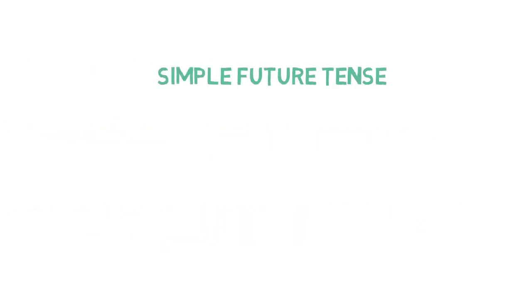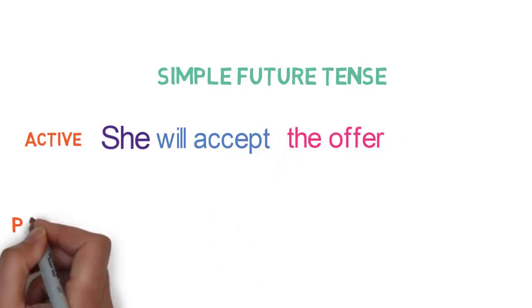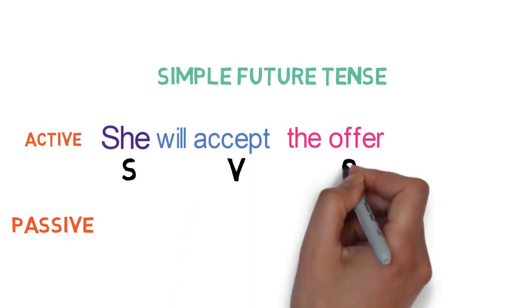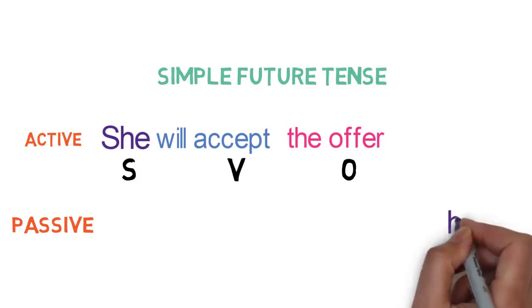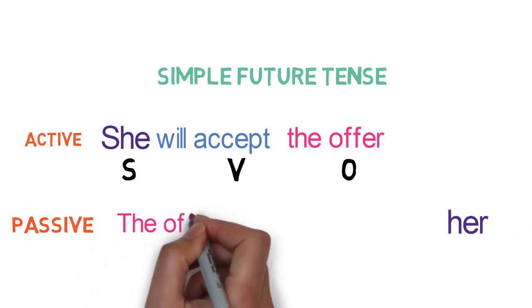Now let's see an example of simple future tense. Active sentence: She will accept the offer. Passive sentence. Firstly the subject here is she, verb is accept and object is offer. Now let's swap the position of subject and object. So here it will be the offer and at this position it will be her.